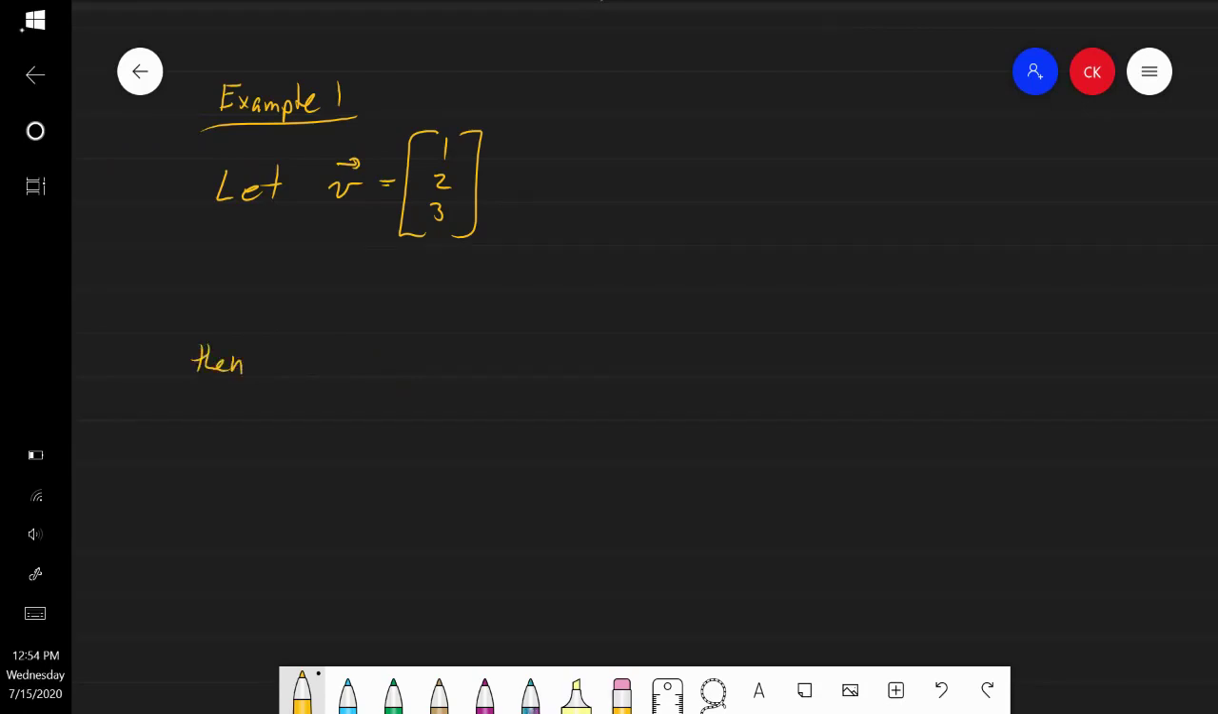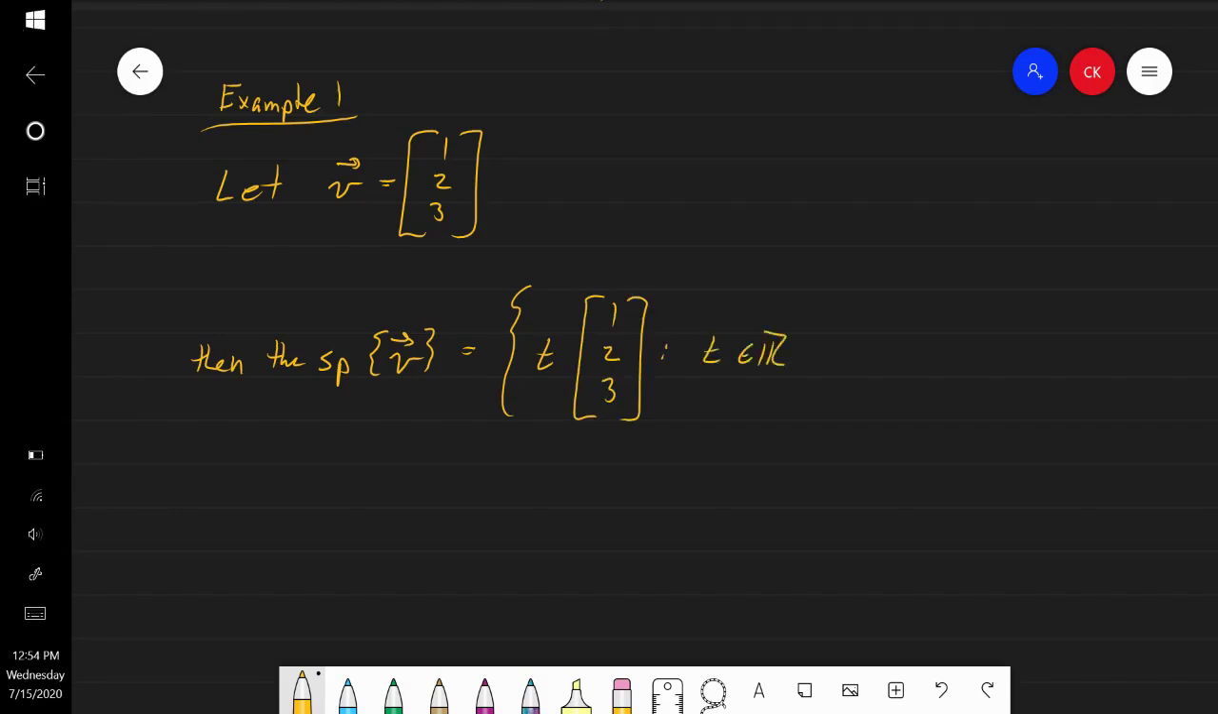Then the span of our vector v is going to be equal to all linear combinations of our vector (1, 2, 3), and I'll just use t as a scalar, such that t is an element of the reals. Again, that's all linear combinations of that vector. So what that tells us, if we just multiply those two things up, is that if we take x equal to t, y equal 2t, and then z would be equal to 3t, what we have is geometrically here a line in R3.